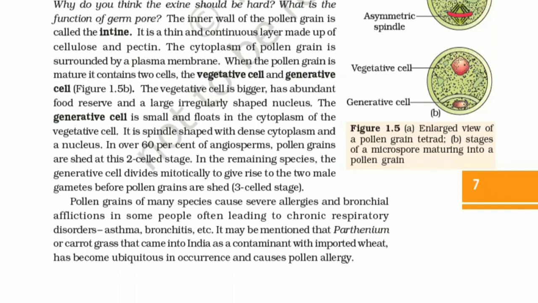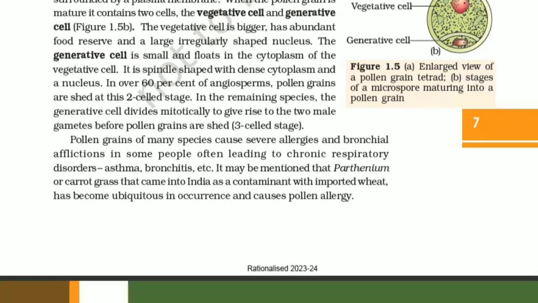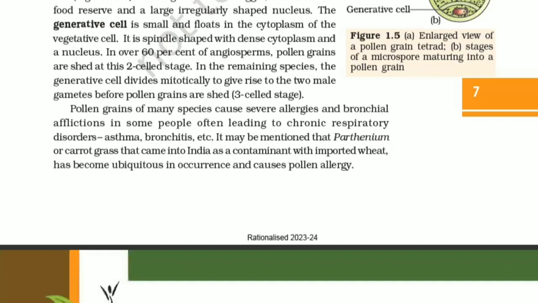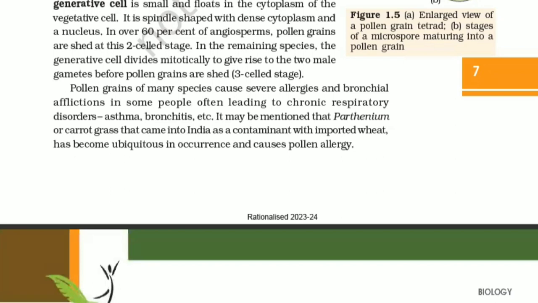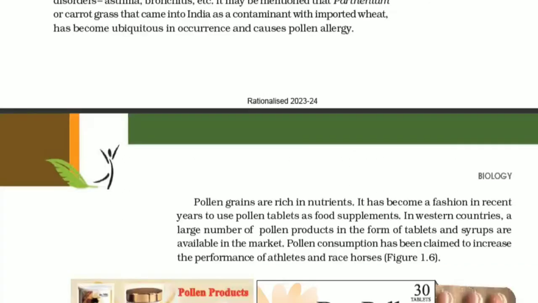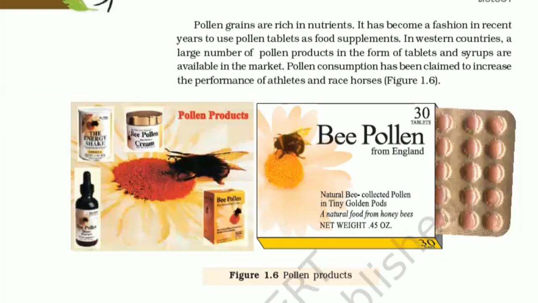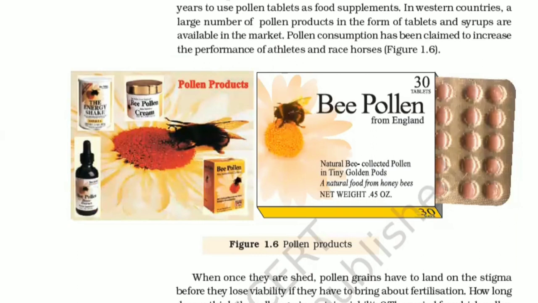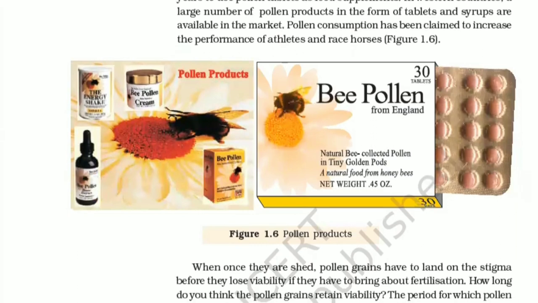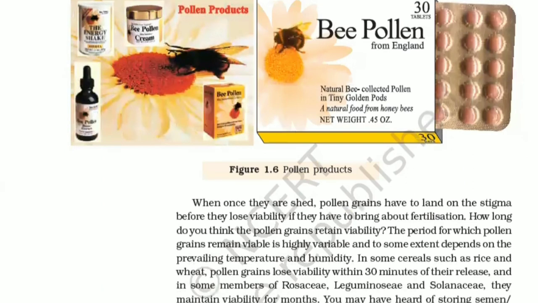Pollen grains of many species cause severe allergies and bronchial affections in some people, often leading to chronic respiratory disorders, asthma, bronchitis, etc. It may be mentioned that Parthenium or carrot grass, which came into India as a contaminant with imported wheat, has become ubiquitous in occurrence and causes pollen allergy. Pollen grains are rich in nutrients. It has become a fashion in recent years to use pollen tablets as food supplements. In Western countries, a large number of pollen products in the form of tablets and syrups are available in the market. Pollen consumption has been claimed to increase the performance of athletes and racehorses, shown in figure 1.6.